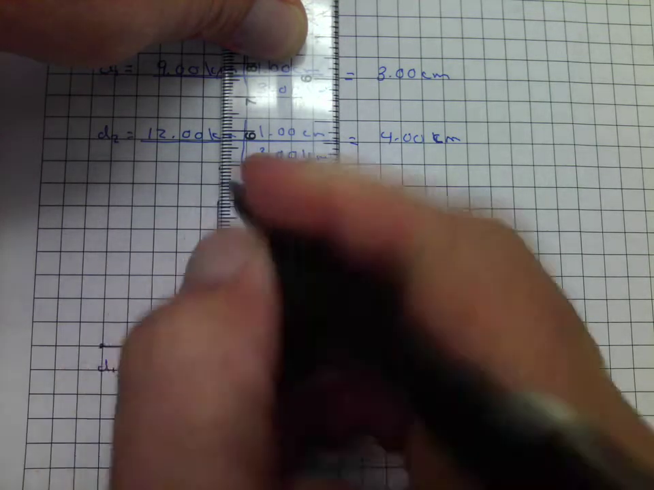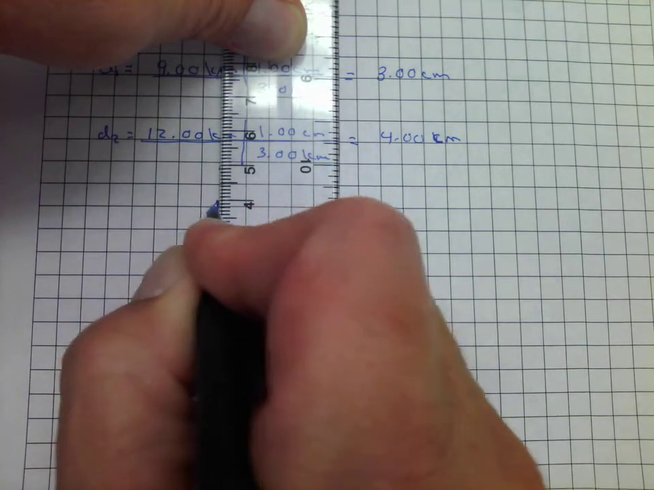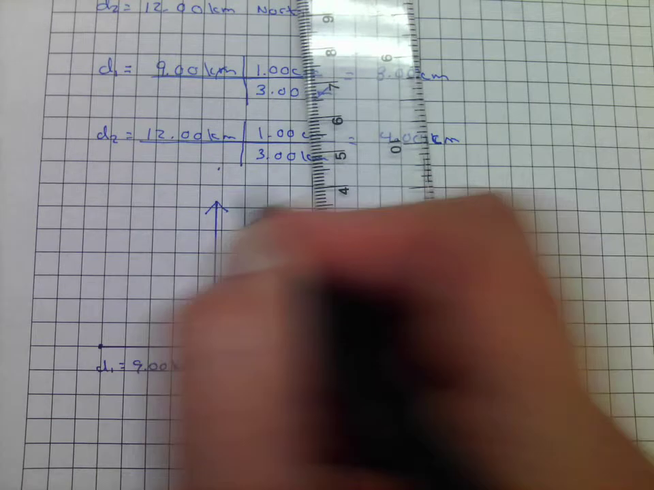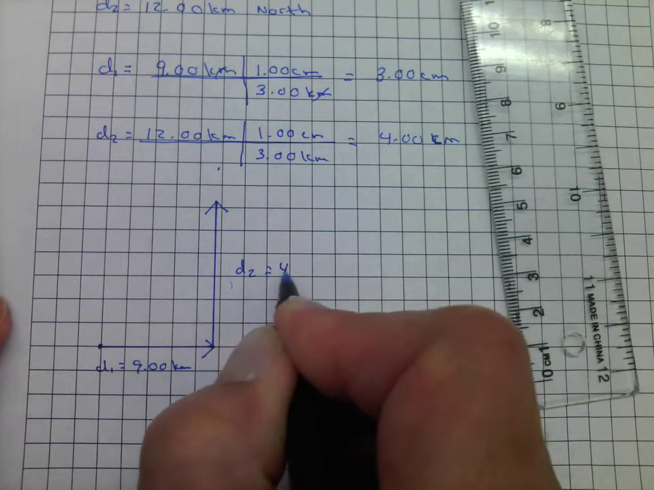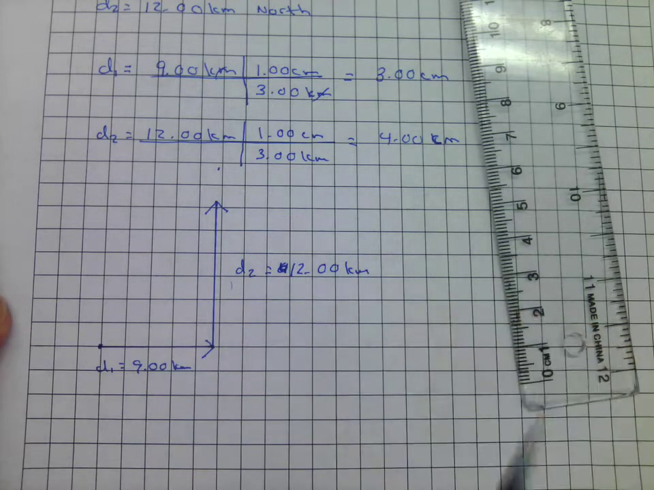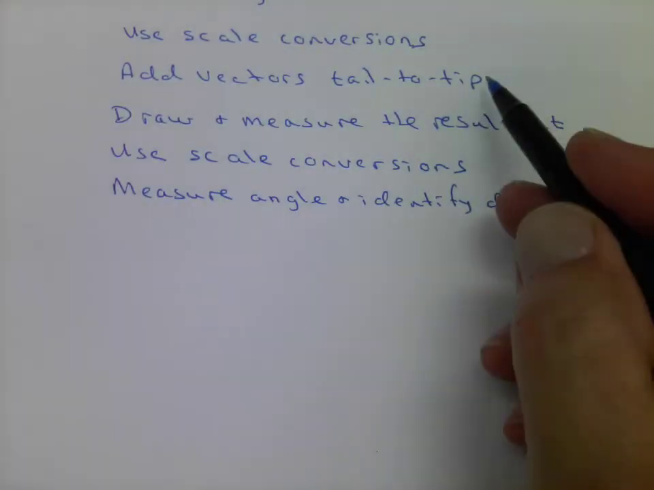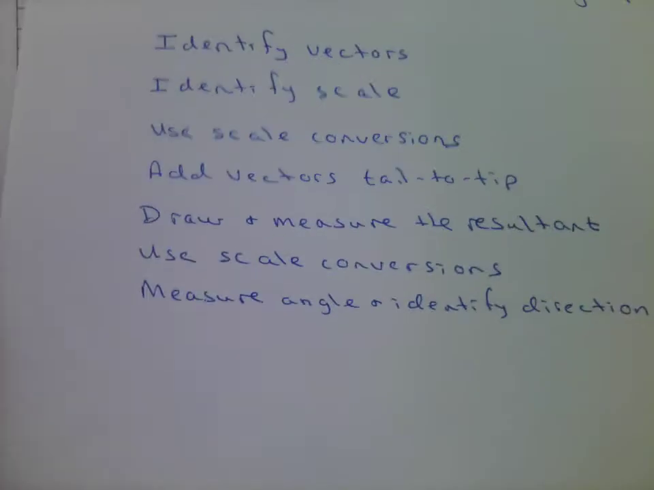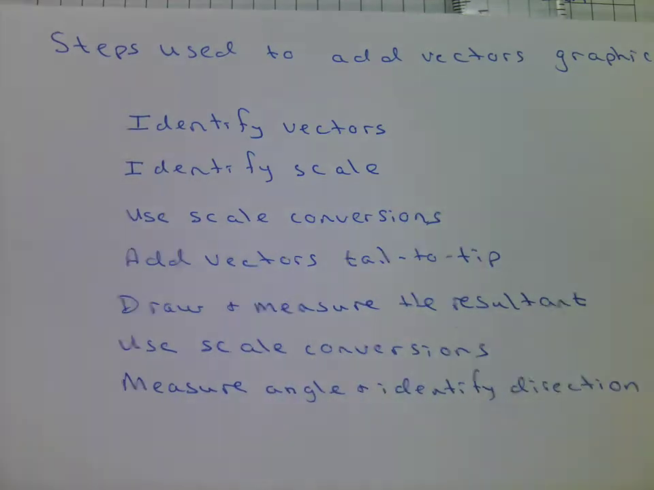That's the 4 centimeters. So you can see that. Draw the tip of the arrow right there. And so now this is my d2, which is 12.00 kilometers. So now I've added the vectors tail to tip, gone through all those steps. I now need to draw and measure the resultant vector.